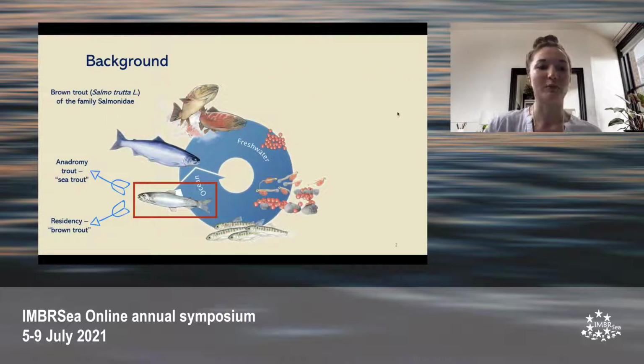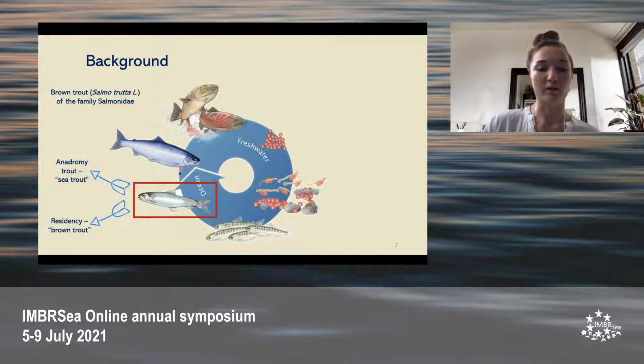The brown trout, Salmo trutta, is a salmonid, and characteristically for salmonids, they would spend the first part of their life in freshwater, and then they would either decide to migrate to the sea, to the ocean, which is called anadromy, and I will refer to sea trout as this form of behavior. And then another part of the population might actually stay in freshwater, which is called residency. I'm going to refer to those trout as brown trout.